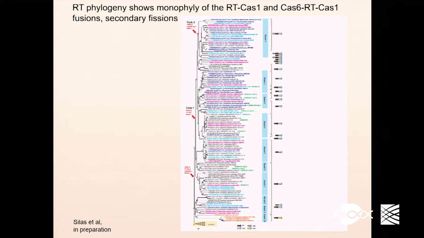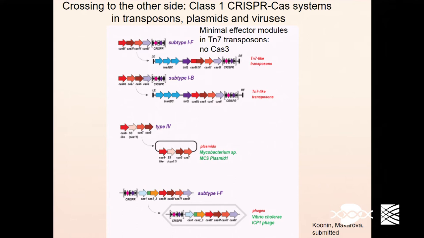these were indeed single events that initially brought the reverse transcriptase coming from group 2 intron, inserting in the vicinity of the Cas1 gene, the association being fixed, resulting subsequently in a single fusion of RT and Cas1 that gave rise to all of these distinct adaptation modules, and then a single fusion of Cas6 with the RT-Cas1 protein. So there were always, in each of these cases, single founding events for the formation of these unusual adaptation modules.